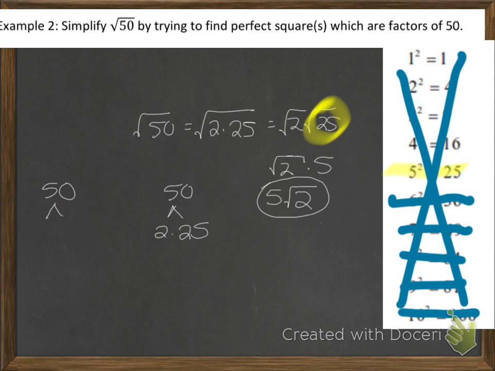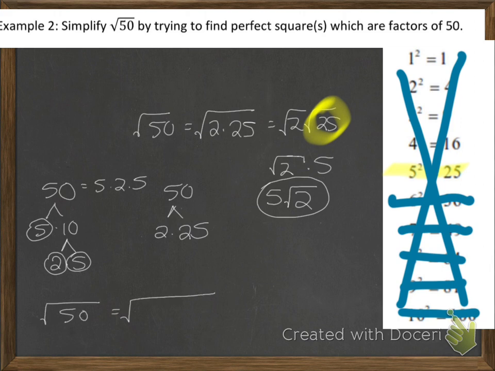You could also think of maybe the first thing that comes to mind is 5 times 10. Doesn't matter. And then 10 is 2 times 5. So 5, 2, and 5 are the prime factors of 50. So we can rewrite 50 as 5 times 2 times 5. So let's try looking at it this way.